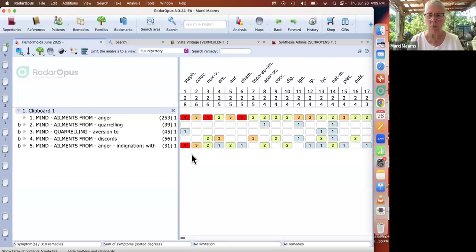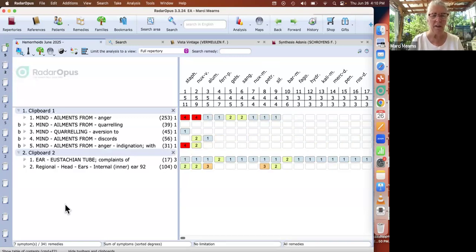Okay, so sum of symptoms, that's the number in the middle, and then the degrees would simply add up the weight of all of these in the various rubrics and give that a number down here. This sorting by degrees means much less to us in this method than the sum of symptoms. In other words, is the remedy there or not? That's all I really care about. Okay, so there's our etiology in the case, and let's see what I did on the next clipboard.